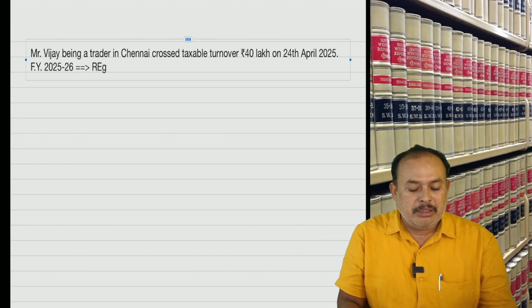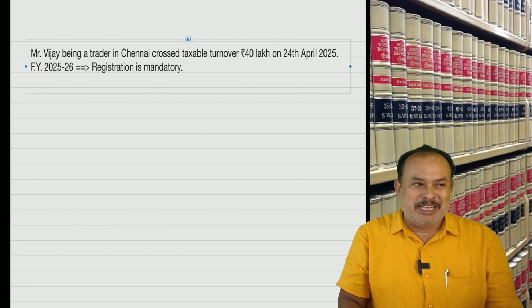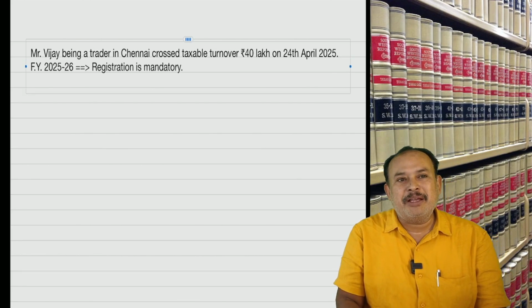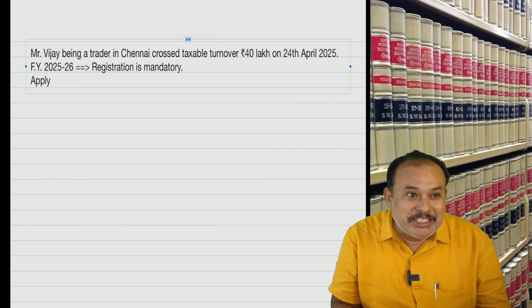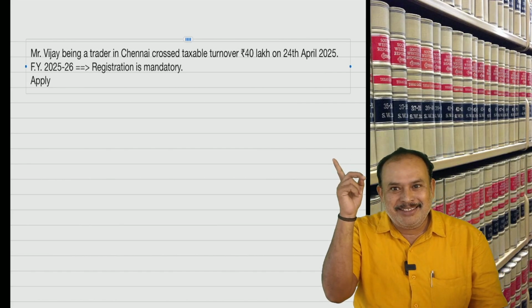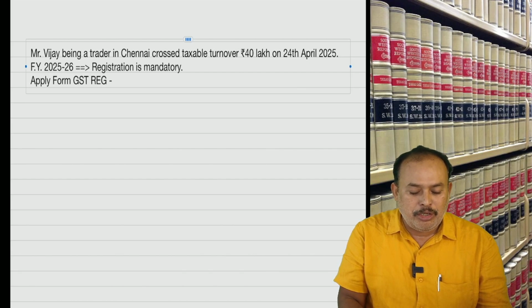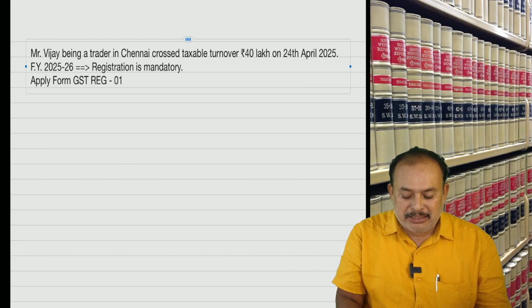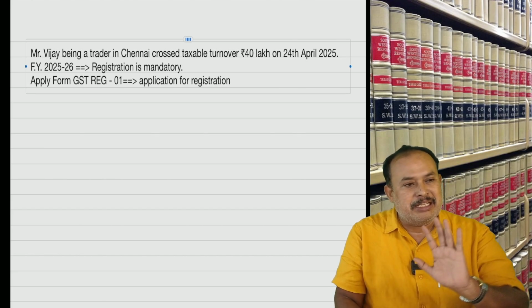So, registration is mandatory. Now, he should apply for registration. Which form? GST REG, not R. R is for return, REG is for registration. So, apply in form GST REG-01, application for registration.